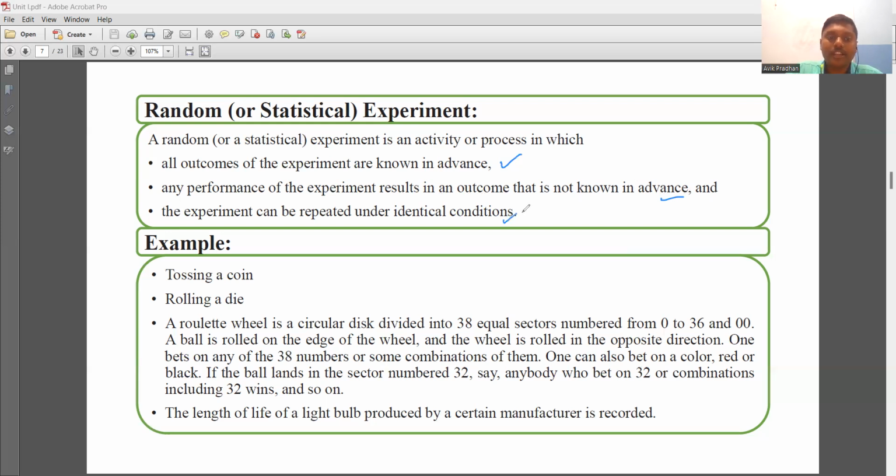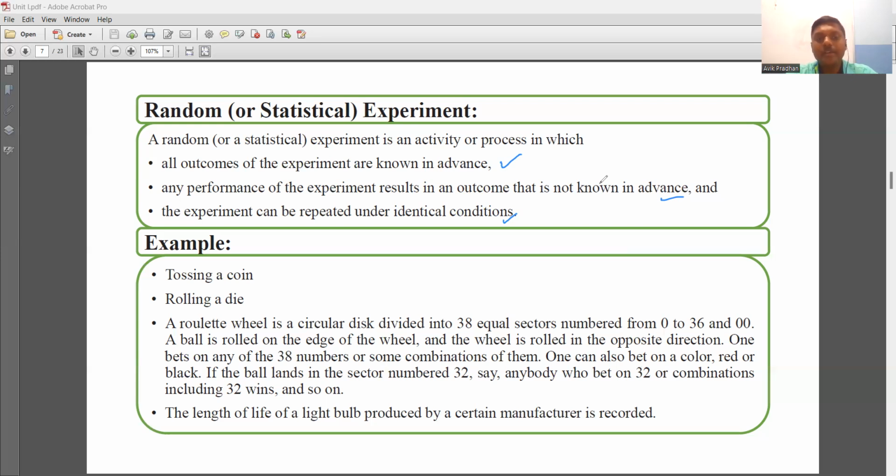And the third condition says that the experiment can be repeated under identical conditions as many times as we wish. That means we can toss the coin as many times as we wish, under the same condition. Okay, so these are the three conditions. If these three conditions are satisfied by a process or activity, then that experiment or process is called a random experiment or statistical experiment.